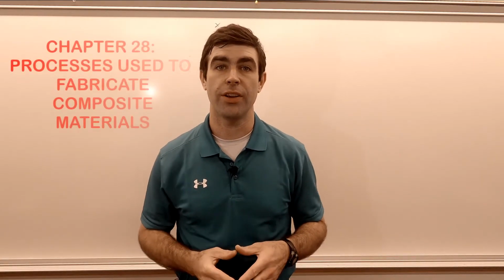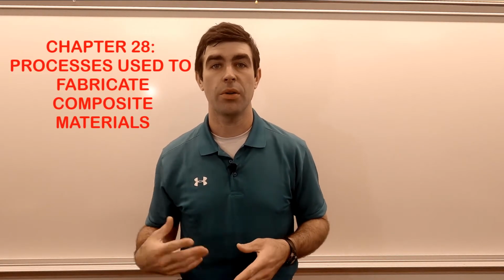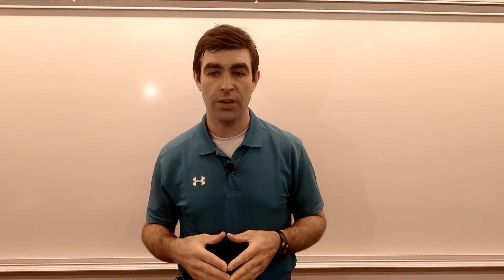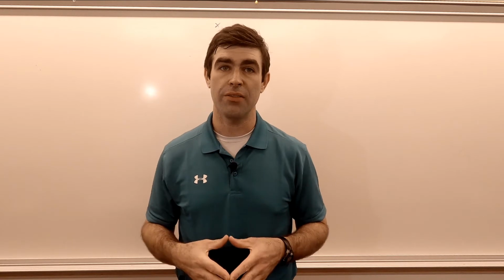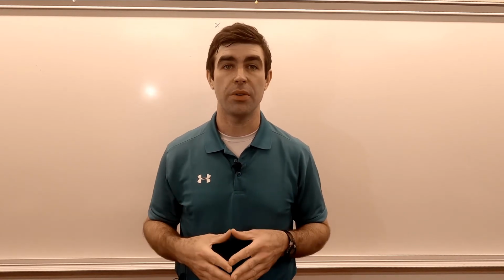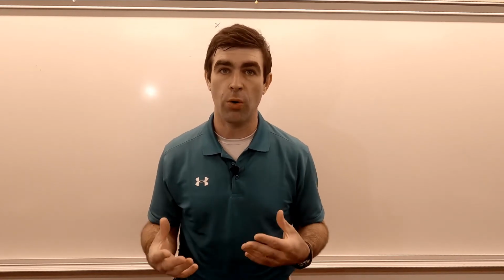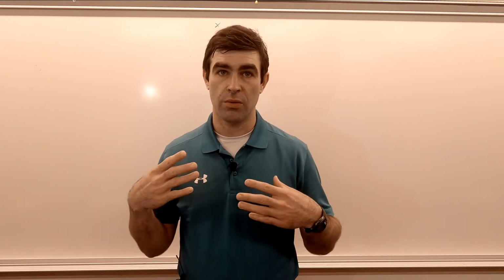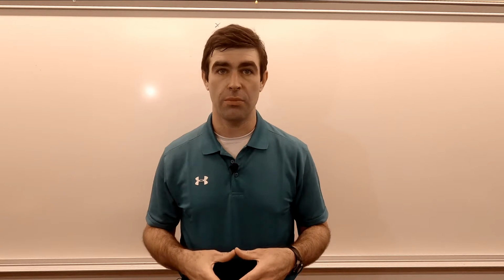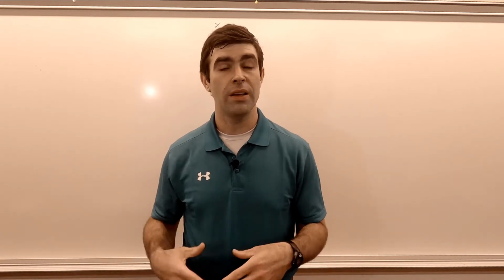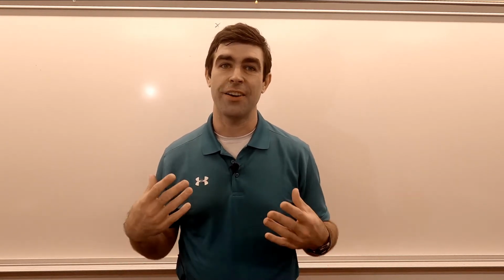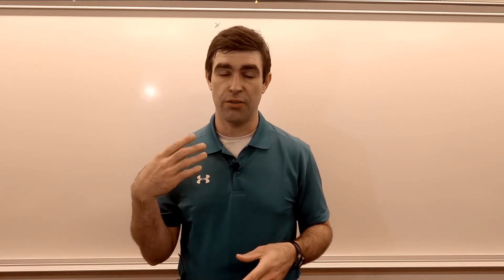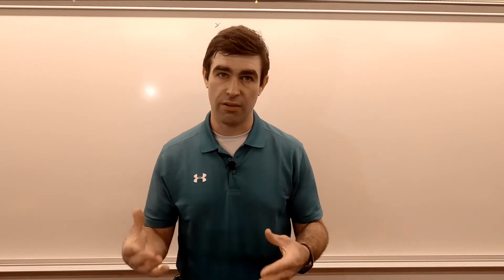Let's talk about Chapter 28, processes used to fabricate composite materials. One of the positive benefits of composite materials is that the molds can be very complex. They can be crazy shapes, they can be large, they can be small. There's a lot of freedom in the kind of shapes you can make that would be difficult to make out of metal or wood or whatever.